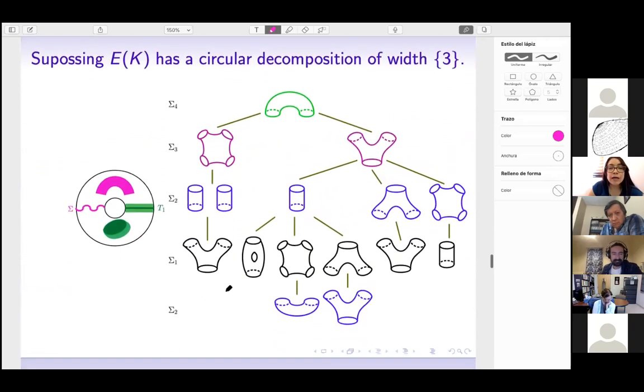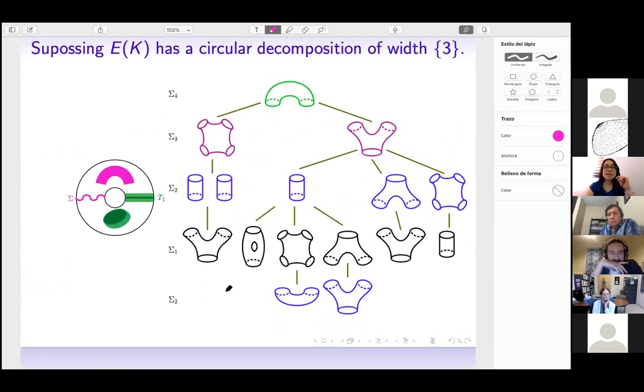So I see I don't have much time. So let's assume that the exterior of K has a circular decomposition of width 3, and then it means that we have this decomposition with one big surface, which we call sigma, and we analyze how sigma intersects the surfaces P1, P2, P3, P4, and these surfaces divide sigma into some pieces.